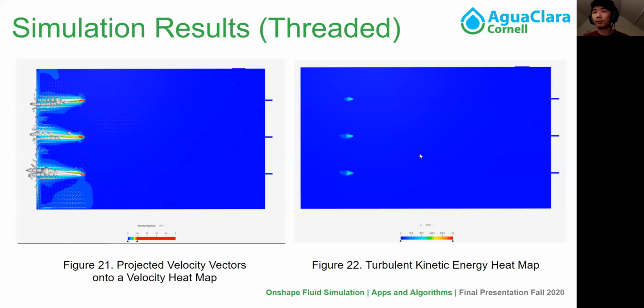So here are results with the threaded elbow case. We see that the fluid behaves like a jet stream as depicted in Figure 21 with the projected velocity vectors onto the velocity heat map. And we note in Figure 22, once again, that there is a lack of turbulent kinetic energy at the top, and there's mainly only turbulent kinetic energy where the jet streams first come out.